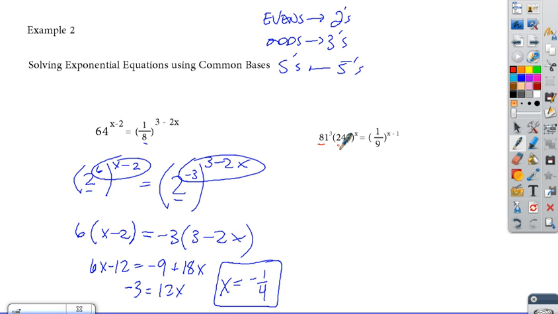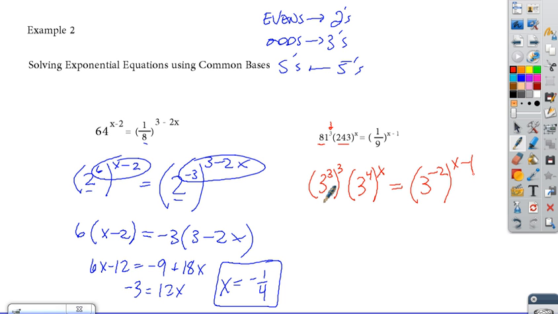Second one here, I have odd numbers. 81, 243, and 9 are odd numbers, so I'm going to write them with a base of 3. So 81 is 3 to the fourth. Now this original power of 3 stays there. The 243 is, what, 3 to the fifth, I believe. And then the x still stays there. And then finally, the 1/9 is 3 to the negative second because it's a fraction. And then that's an x minus 1.